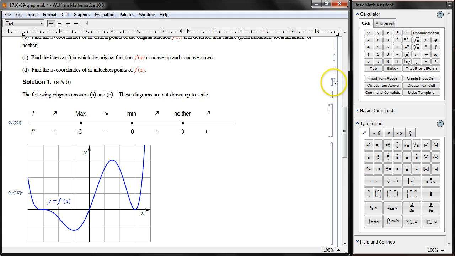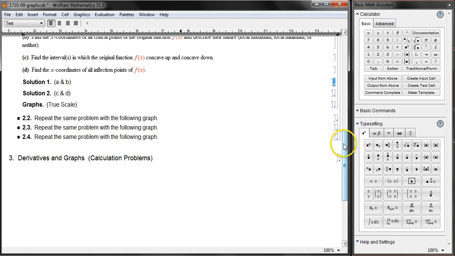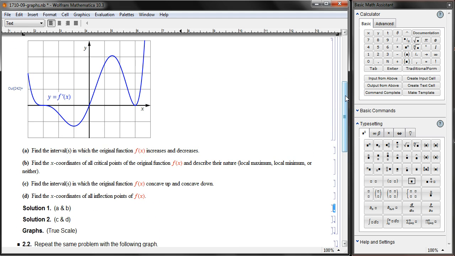Okay, so much for part A and part B. How about part C and part D? We're going to answer that later after going back to the theory and discussing the concavity.